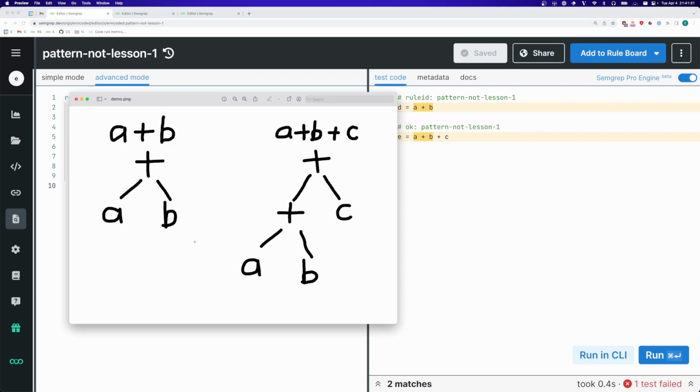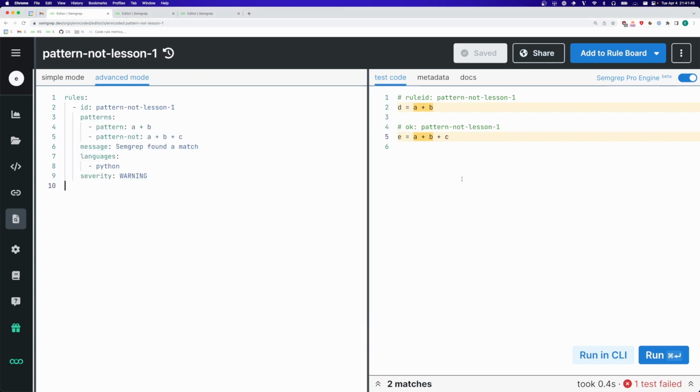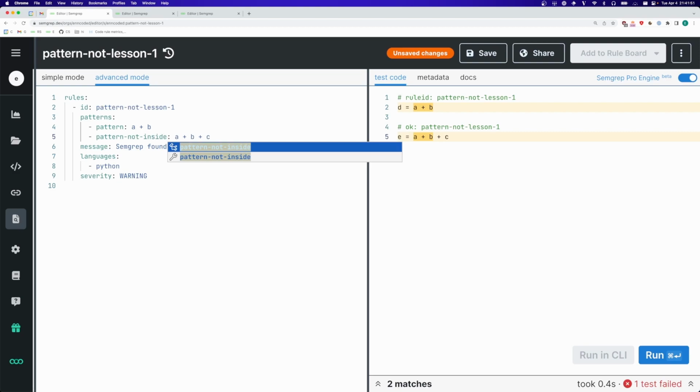What pattern not inside does instead, which is the smarter, easier to work with behavior, is it checks that this tree is somewhere inside this tree. Or more correctly, it checks that this code is somewhere inside this code. If we change this to pattern not inside, then this match is removed because it's able to more intelligently compare these two.